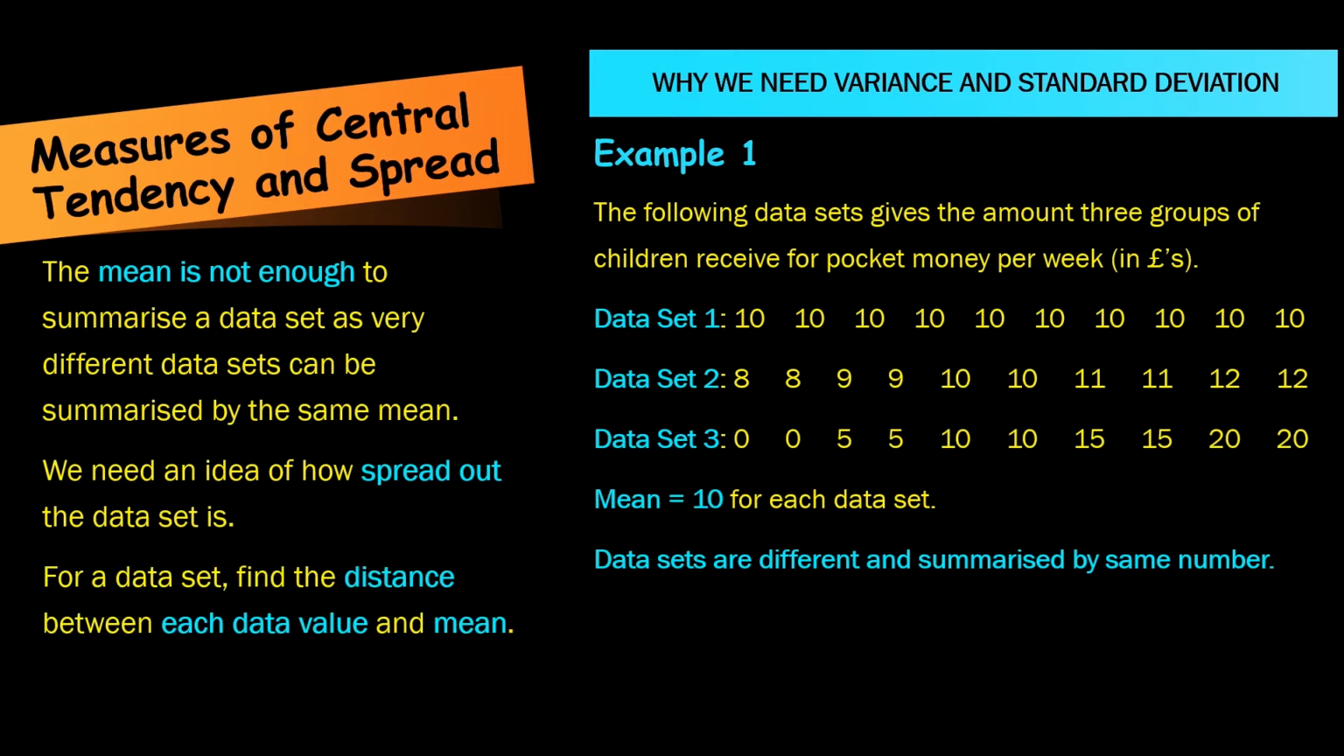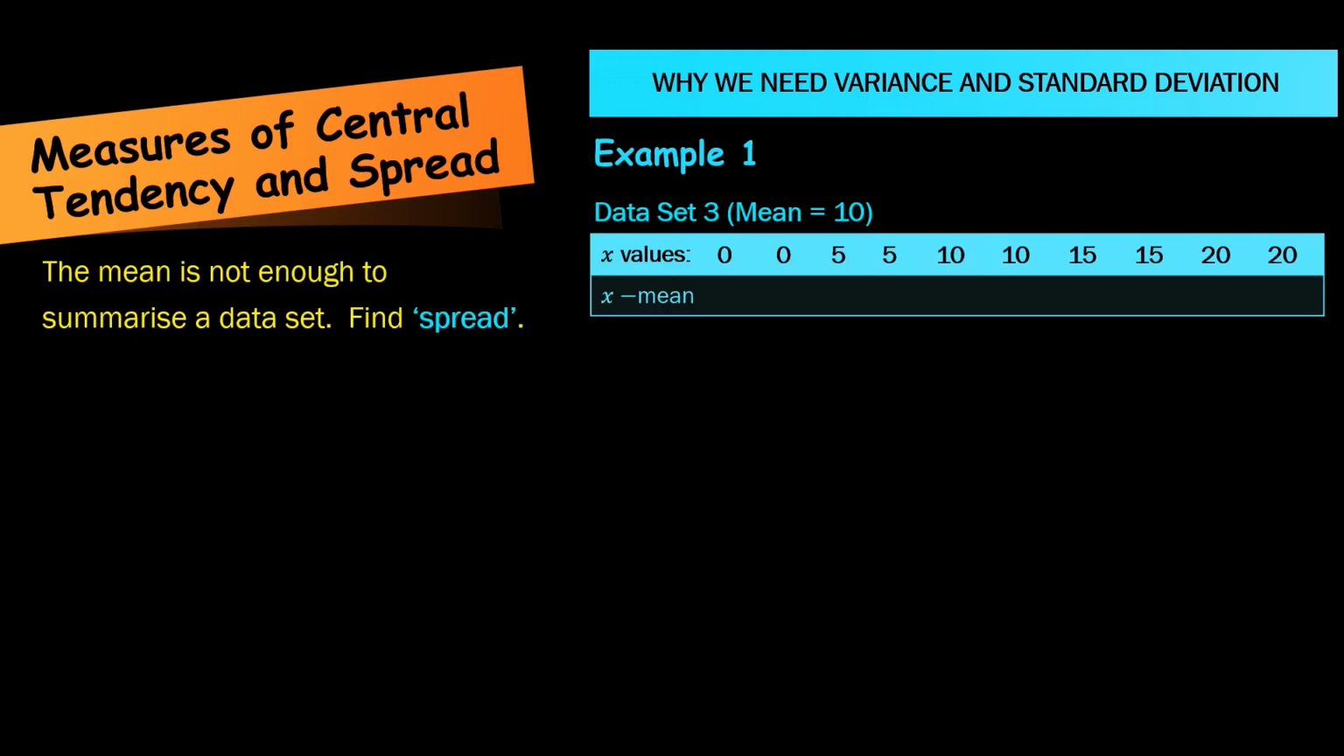For a data set, find the distance between each data value and the mean. So let's do this. Let's again take a look at an example. Here are the x values for dataset 3. Remember, of course, the mean was 10 for this data set as well. What is x minus the mean for each of these data values?